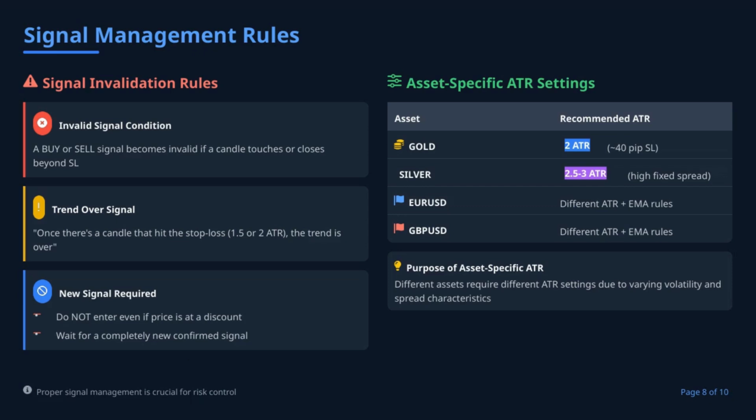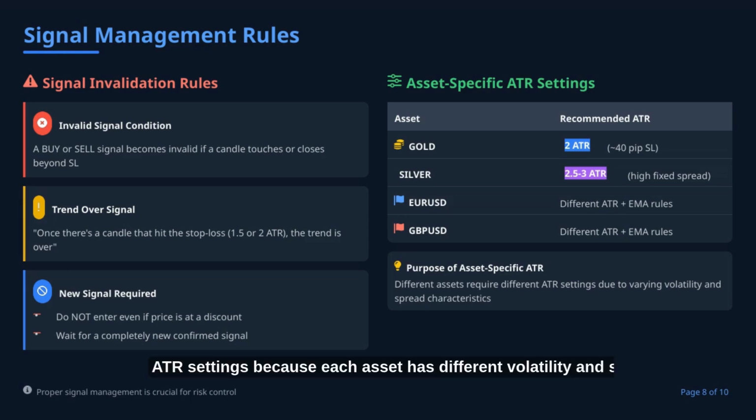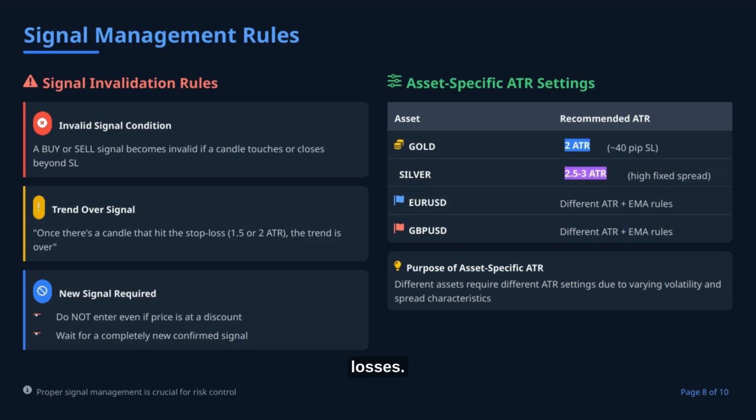It's important to use asset-specific ATR settings because each asset has different volatility and spread characteristics that affect the stop-loss placement. For example, gold uses a 2 ATR stop-loss, roughly equivalent to 40 pips, while silver requires a higher ATR range of 2.5 to 3 due to its higher fixed spread. For currency pairs like euros and GBP, different ATR and EMA rules apply to adapt to their particular market behavior. Following these signal management rules helps maintain disciplined trading and protects against unnecessary losses.